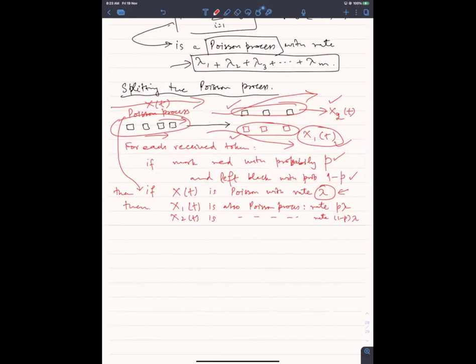So the sum of these two rates: मैं इन रेड और ब्लैक को दोबारा से मर्ज कर दूं तो मेरे पास ये पुराना वाला आ जाना चाहिए, और उनको मर्ज कर दें तो देखिए मेरे पास रेट क्या आता है, lambda 1 plus lambda 2. So this would be p lambda plus (1 minus p) lambda, which will be lambda, which is actually the case.